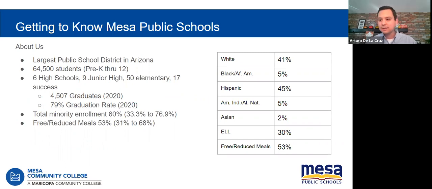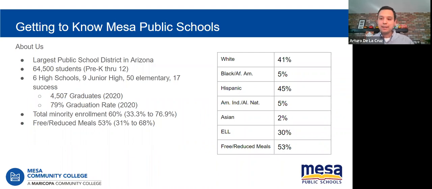It's got a lot of students, 6 very large high schools. There's a large graduation population that ends up going to a college after they graduate. And so this gives you a little bit of getting to know the district. There's a very large ELL population. There's a lot of students on free or reduced meals. So that tells you a little bit, particularly in West Mesa, about their socioeconomic background. And a lot of these demographics are reflected within the city of Mesa too.